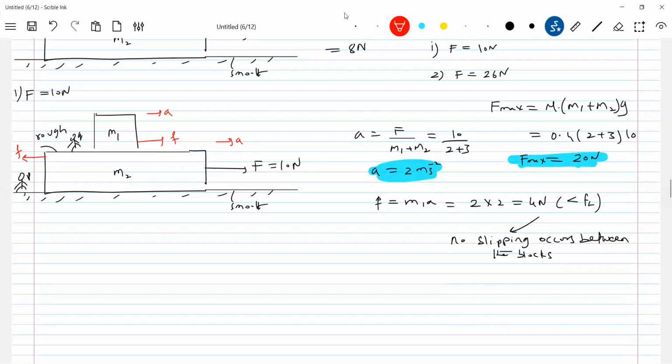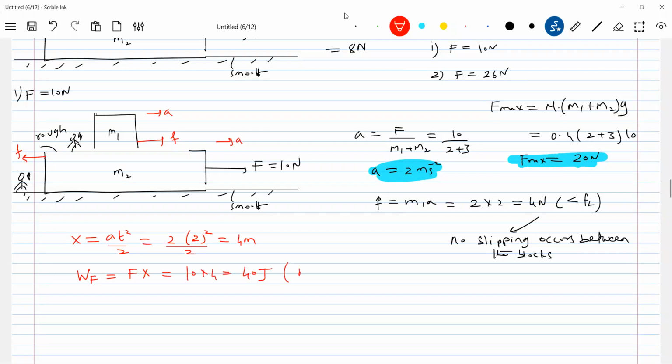What is the displacement of the blocks? Displacement of the block is equal to a t square by 2. Acceleration is how much? 2. Time is how much? 2 seconds. Will both the blocks have the same displacement? Yes. So what is the work done by the applied force? This force is acting on the block M2, no? So we write F into X. What is the applied force? 10 into 4, 40 joules.